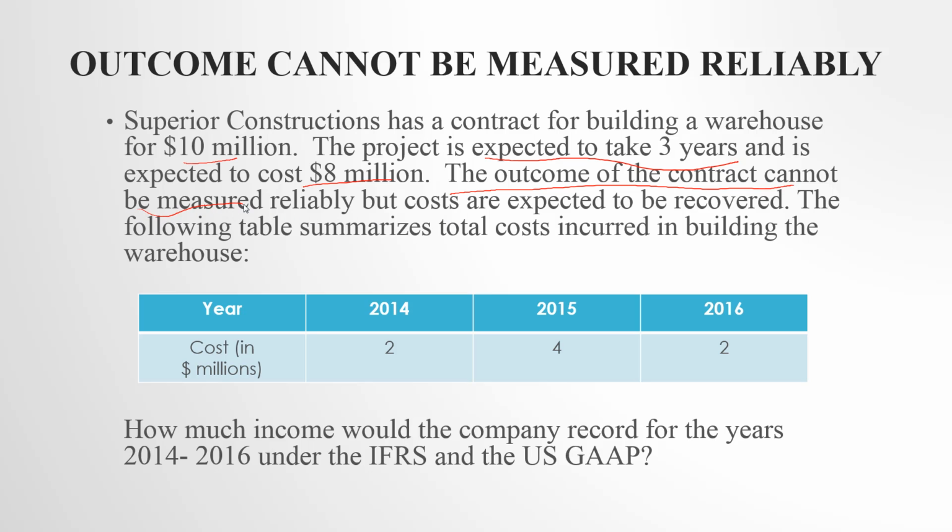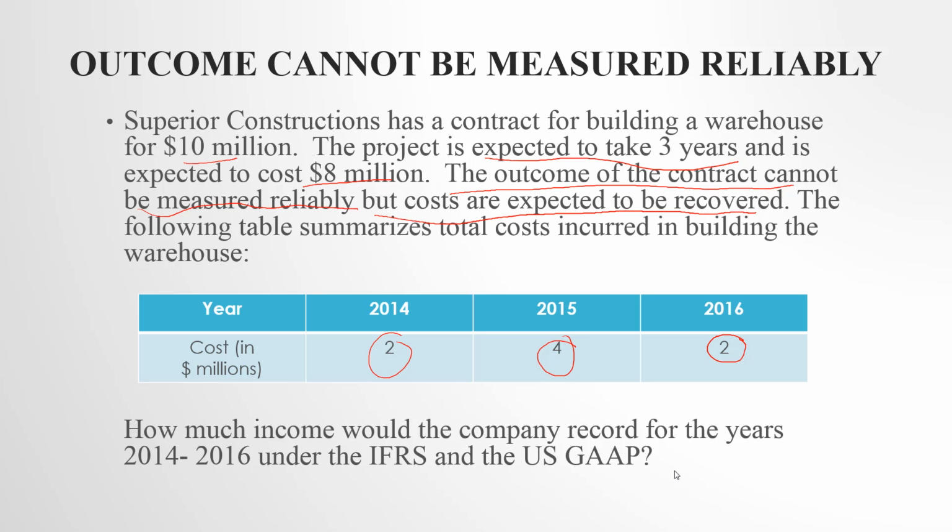And that has to be the case because if the outcome of the contract can be measured reliably, then we will use the percentage of completion method. But we expect the cost to be recovered. And the costs, again, are the same as in the example under the percentage of completion method. How much income would the company record for these years between 2014 and 2016 under the IFRS and the US GAAP?